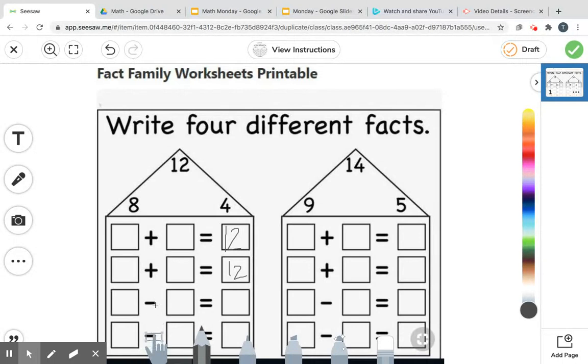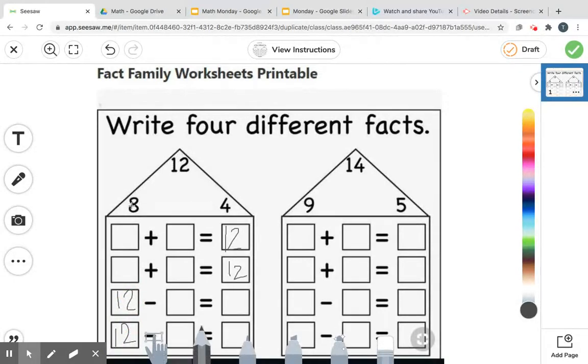subtraction. See how this is subtraction and this is subtraction? When we subtract, your biggest number needs to be at the beginning. So for our fact families, when you add, biggest number at the end. When you subtract, biggest number at the beginning. So we put our 12 here and here. Okay, so we've used up 12.